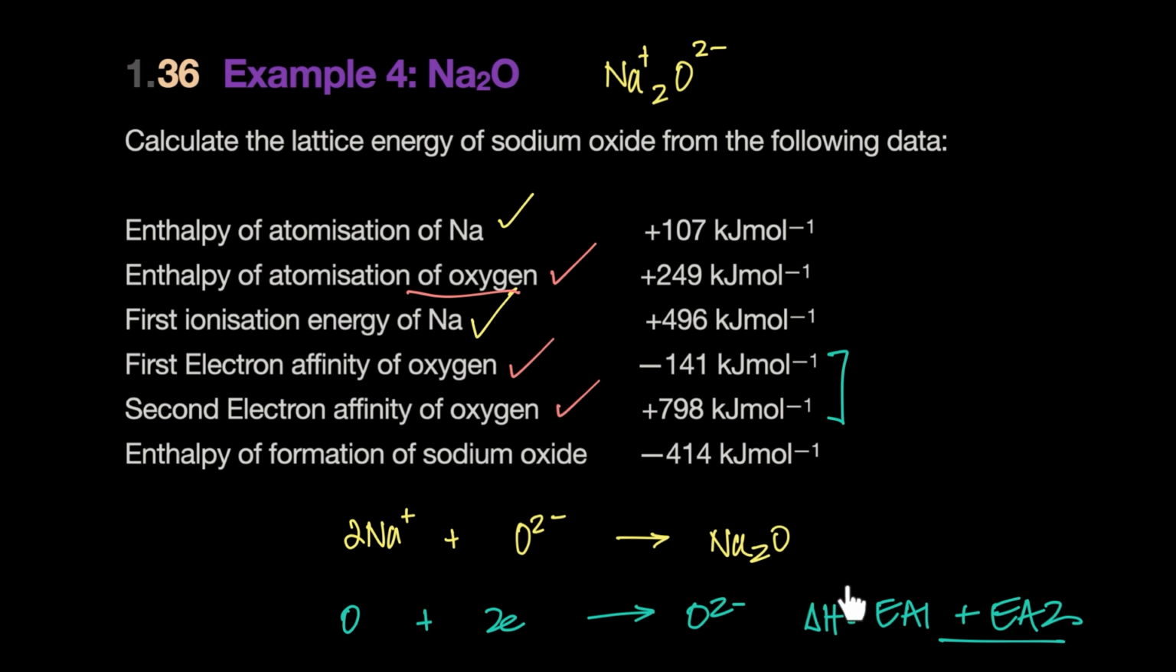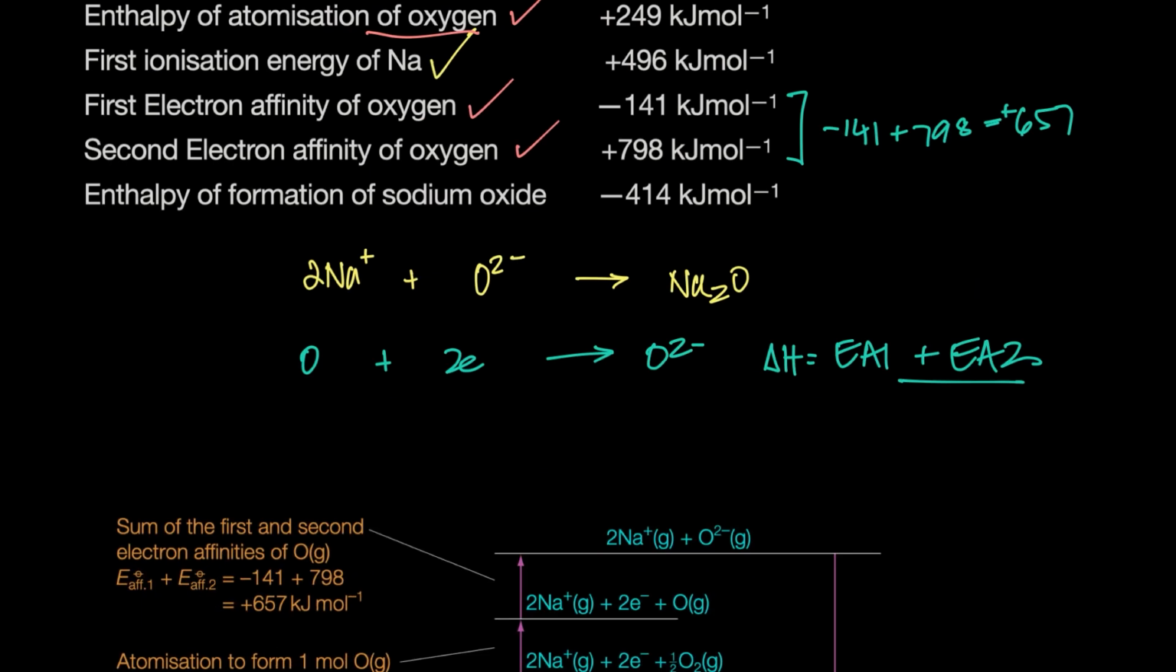Meaning, in the Born-Haber cycle I'm about to show you, instead of doing it in 2 steps of 1 minus and then 2 minus, we can do it in 1 step and combine these two. If I combine these two, what do these values come out to be? Minus 141 and 798 becomes how much? 657 positive. So the Born-Haber cycle has that here.